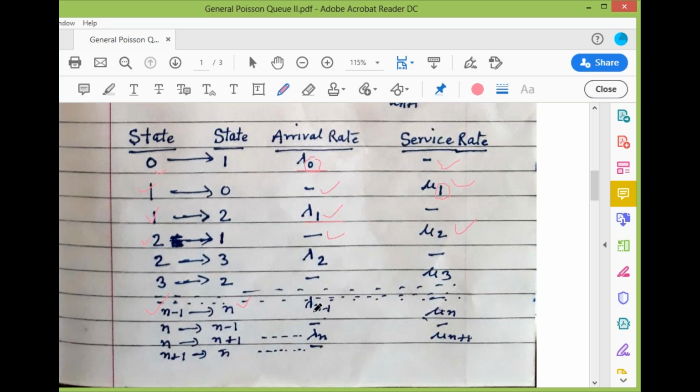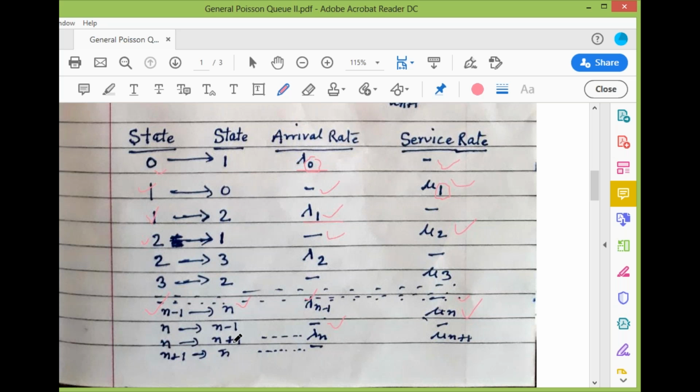Because of one arrival, the arrival rate is here and there is no service rate. And the n to n minus 1 case is reversed. This happens in the reverse manner. So here there is no arrival, but here is mu n. Why n? Because it is n here.